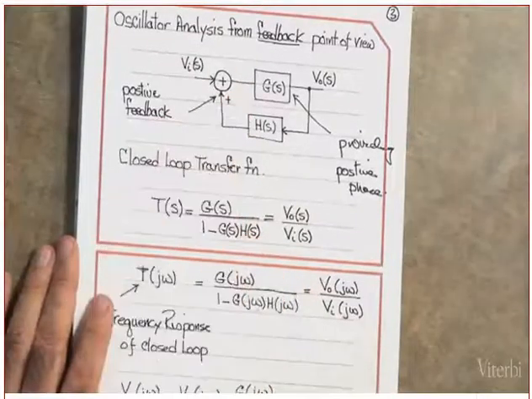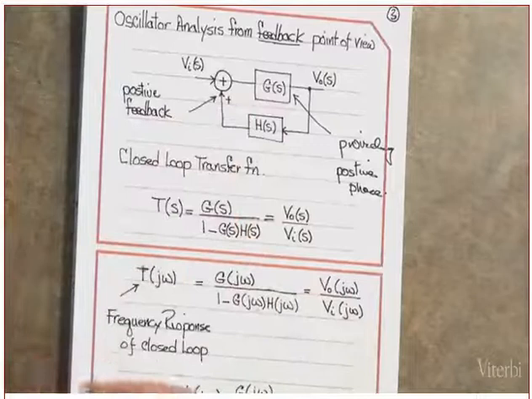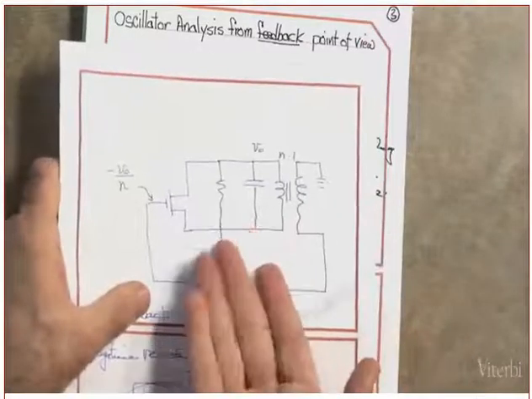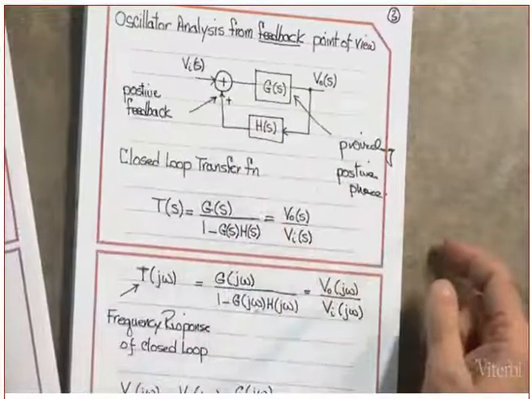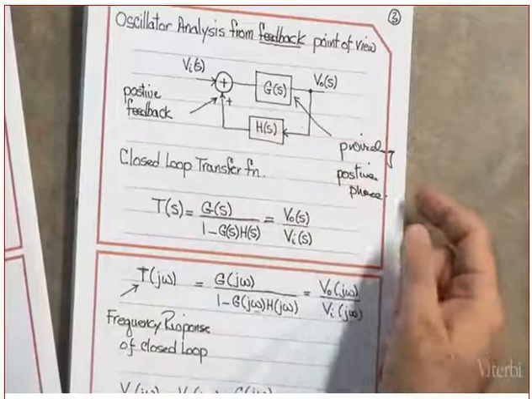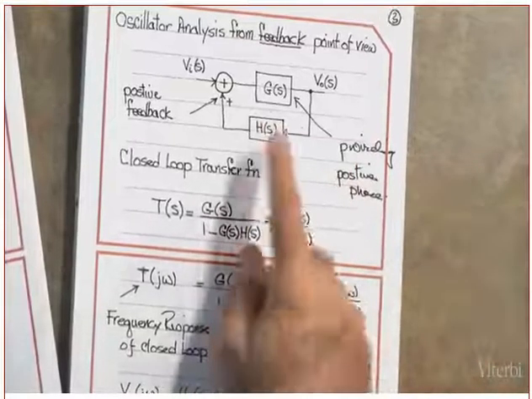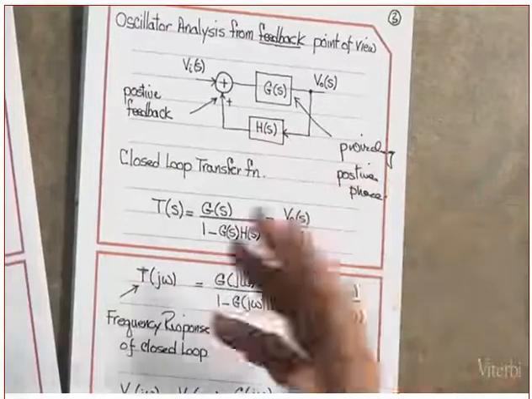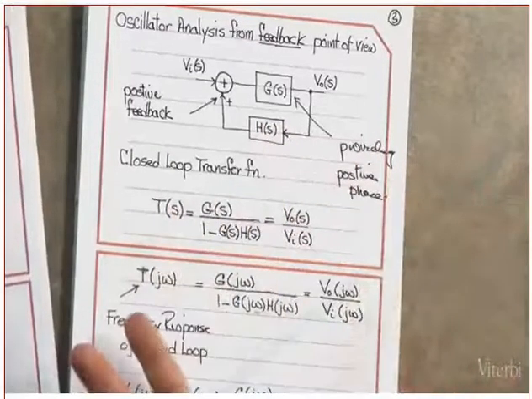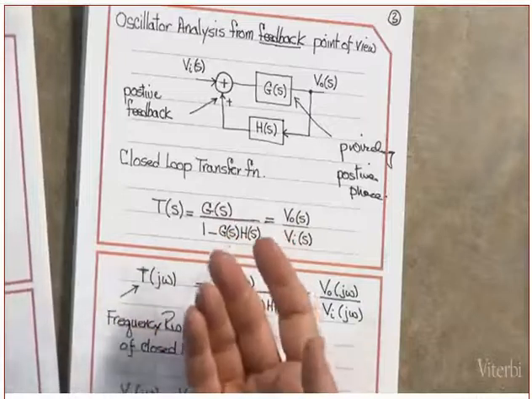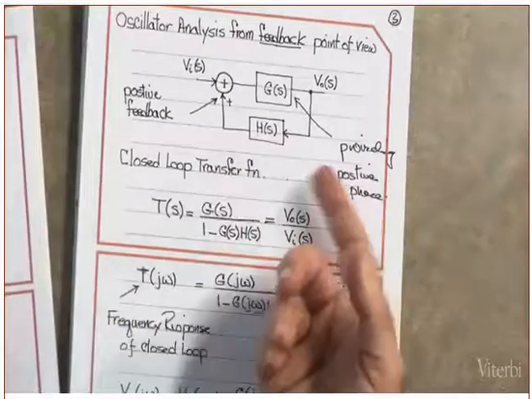What does the G of S represent in our circuit here? What is G of S? G of S represents the gain, the amplifier. And what does H of S represent? The tank circuit. Did you get this or not? Yes or no? This one represents the tank circuit.